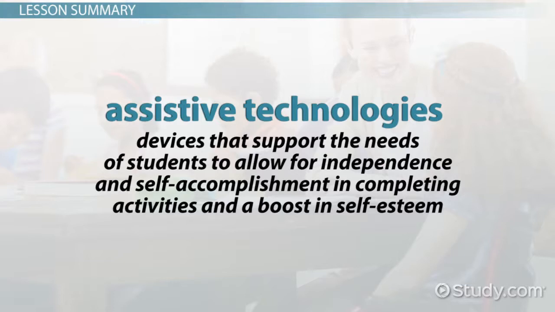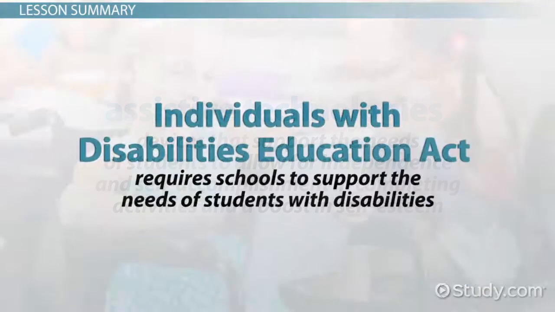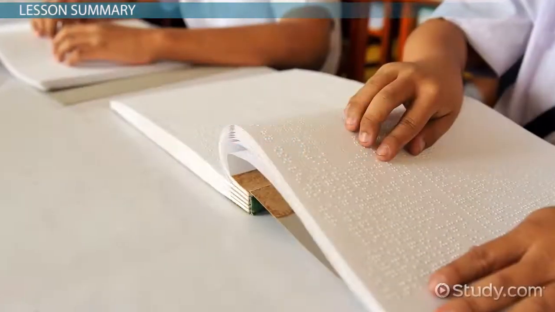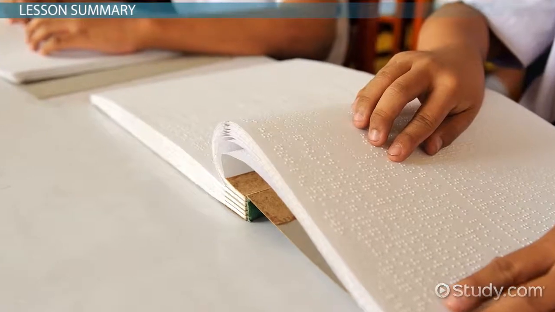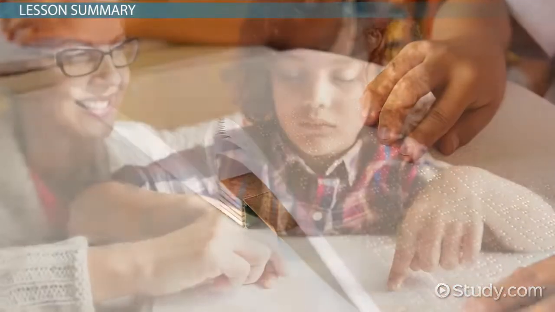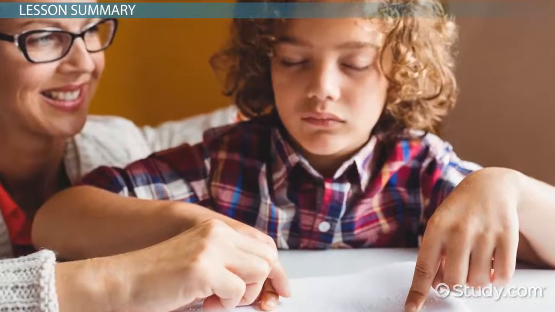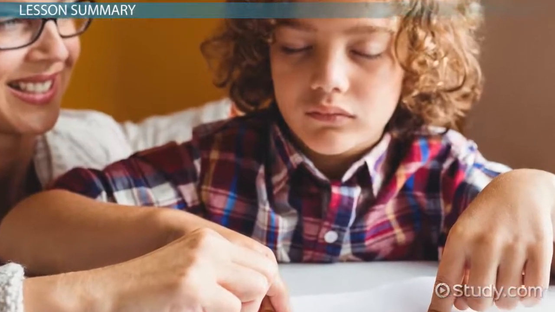Assistive technologies are devices that support the needs of students to allow for independence and self-accomplishment in completing activities and a boost in self-esteem. The Individuals with Disabilities Education Act requires schools to support the needs of students with disabilities, and this is often done by integrating assistive technologies into the classroom. There are countless types of assistive technologies depending on the unique need of the student.